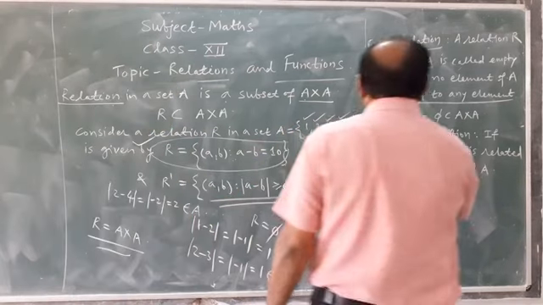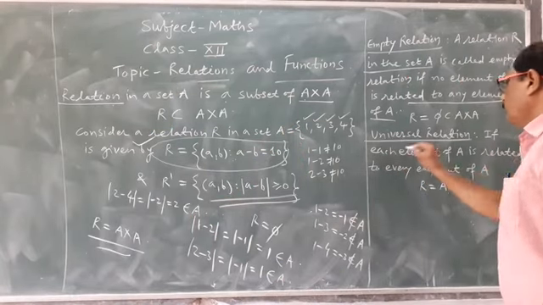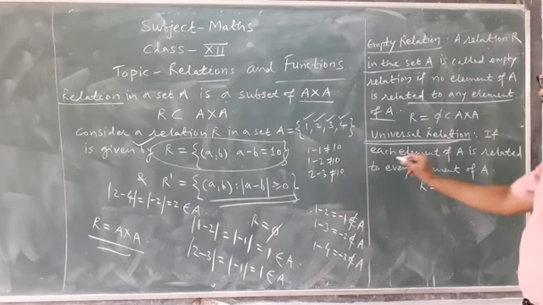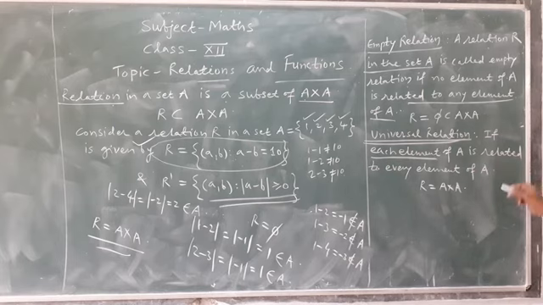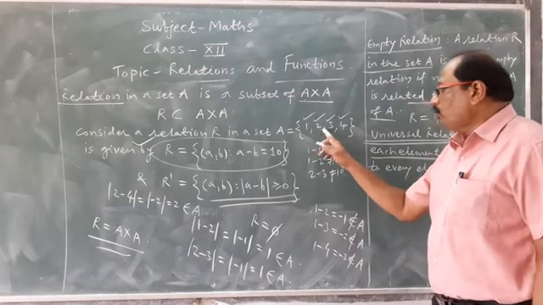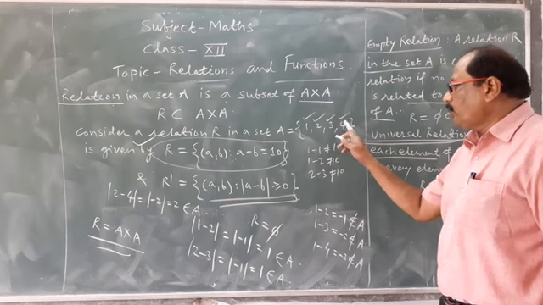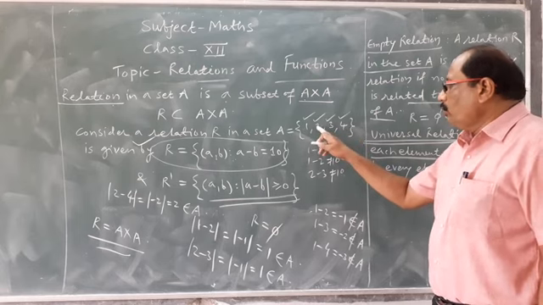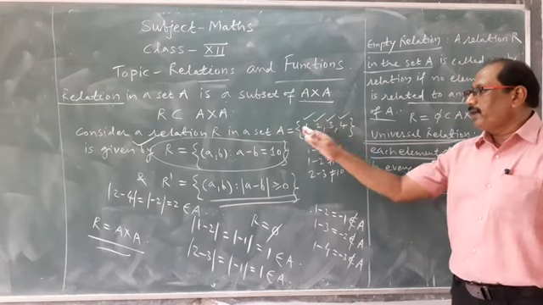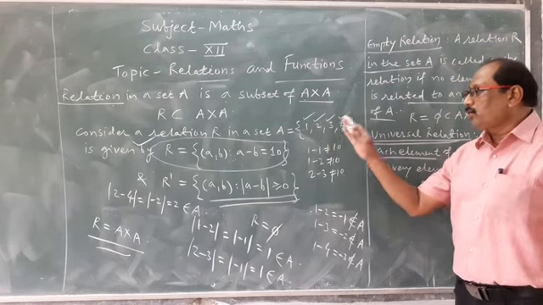Therefore, it is a universal set. Such type of relation is a universal relation. A relation is universal if every element of A is related to every element of A. That means |a − b|: |1 − 2|, |1 − 3|, |1 − 4|, |2 − 1|, |2 − 3|, |2 − 4|, |3 − 1|, |3 − 2|, |3 − 4|.